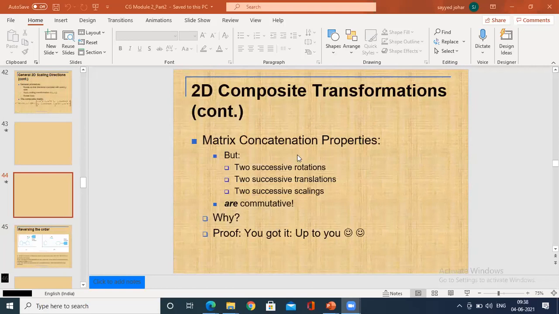What are the matrix concatenation properties? Concatenation is nothing but multiplication. Two successive rotations, two successive translations, two successive scalings are commutative.